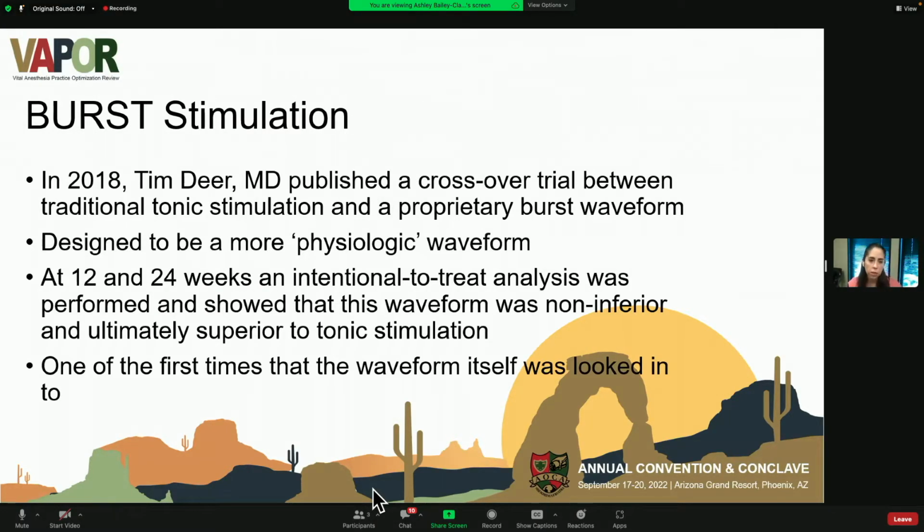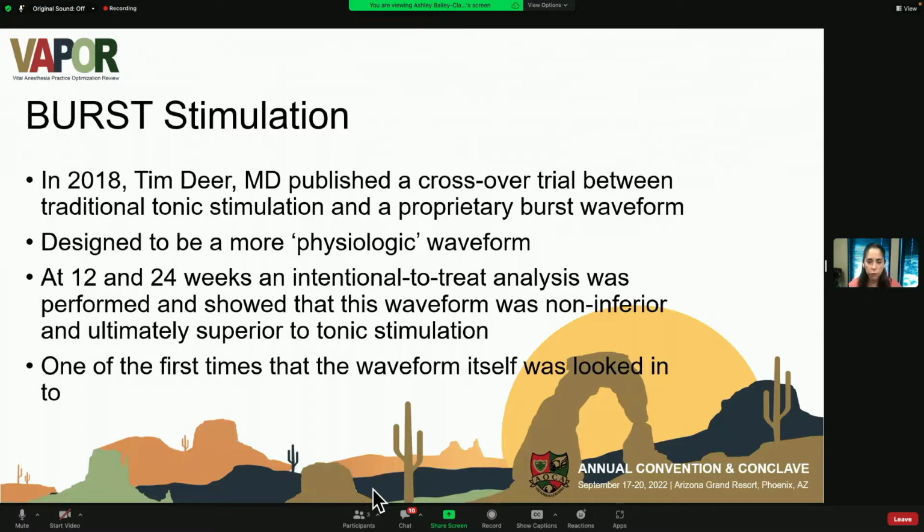Again, in 2018, Dr. Deer came out with another publication, this one looking at a different type of waveform. So this is the first time we actually looked at the waveform itself to see if we could modulate pain that way. This one is called the BURST trial because it revolved around burst stimulation. This was designed to be a more proprietary waveform and a more physiologic waveform, more what the body would produce itself to try and tamper down pain.